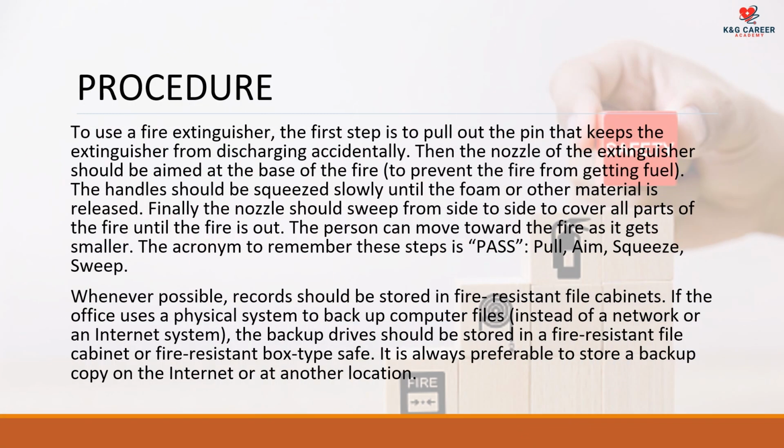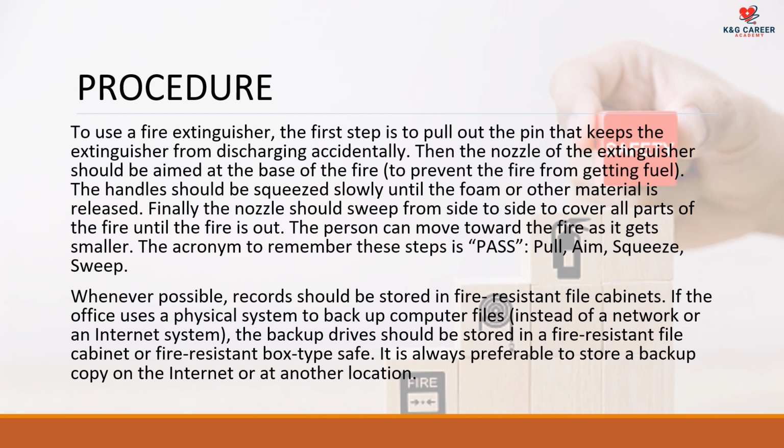Procedure. To use a fire extinguisher, the first step is to pull out the pin that keeps the extinguisher from discharging accidentally. Then the nozzle of the extinguisher should be aimed at the base of the fire, to prevent the fire from getting fuel. The handles should be squeezed slowly until the foam or other material is released. Finally, the nozzle should sweep from side to side to cover all parts of the fire until the fire is out. The person can move toward the fire as it gets smaller. The acronym to remember these steps is PASS: pull, aim, squeeze, sweep.